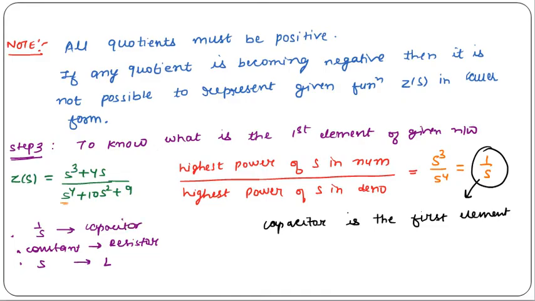So for this network, what is the first element? Capacitor. And we have also seen that the given function is of the LC network. It means what is the next element? It will be an inductor.